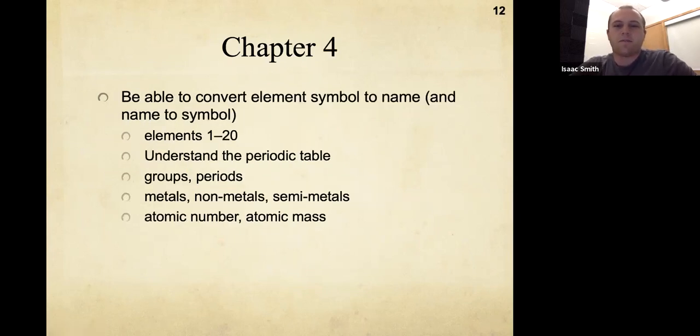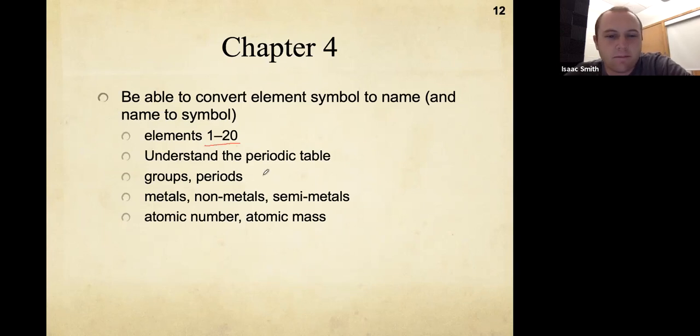Chapter 4 is to be able to convert element names to symbols and symbols to element names. Again, I'm only requiring this for elements 1 through 20. Those are the ones that you're going to use most often. You will use the other ones sometime and you'll see them on the exam, but you'll have that chart with elements 21 through 118 that has the name and the symbol. So if palladium or chromium shows up on the exam, you'll have that to help you out there.